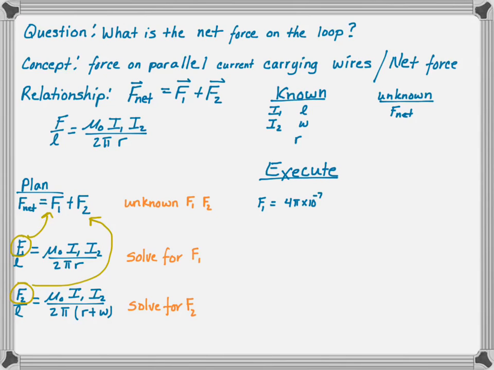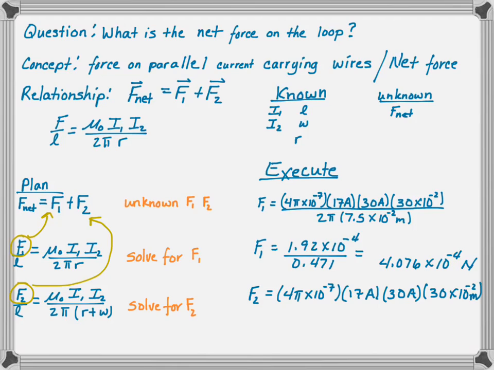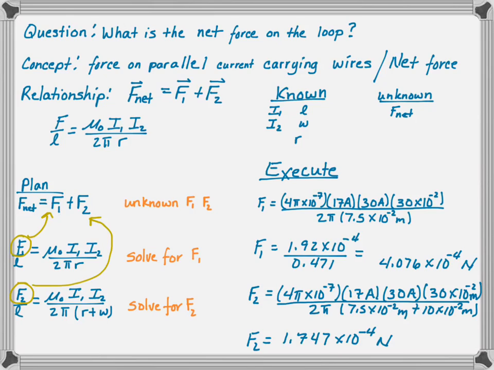So I can now execute this and solve for F1. I get an answer of 4.076 times 10 to the minus 4 newtons. And then I can solve for F2, again remembering to add on the width of the rectangle. And I get 1.747 times 10 to the minus 4 newtons for F2.